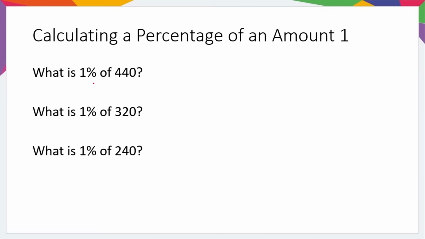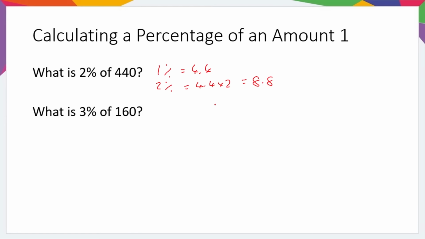1% is also quite easy to calculate. All you have to do is to divide the number by 100. So 1% of 440 is 4.4. 1% of 320 is 3.2. Although I know plenty of people that would struggle to divide these numbers by 100 and creating that decimal answer. 1% of 240, 240 divided by 100, 2.4. So if we know that 1% is 4.4, then we can work out 2%, which is 4.4 multiplied by 2, which is 8.8. If 1% of 160 is 1.6, then 3% is just 1.6 multiplied by 3, which is 4.8.